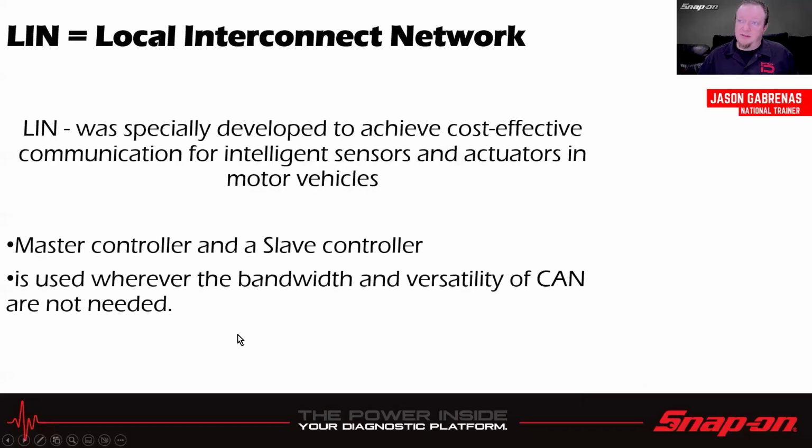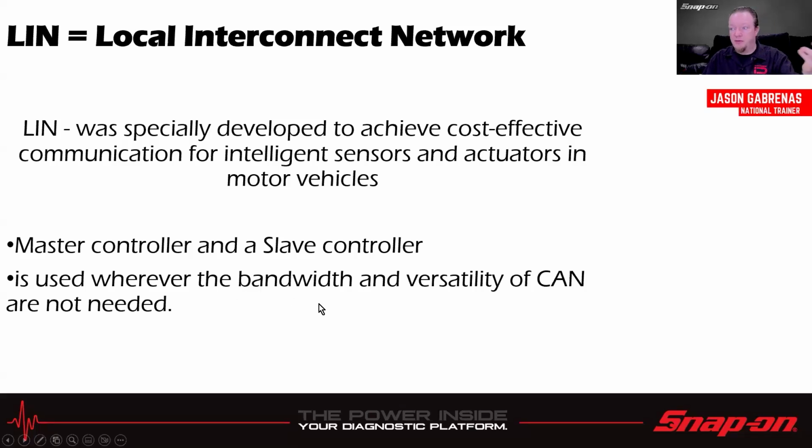And then LIN bus. LIN stands for Local Interconnect Network, by the way. It was specially developed to achieve cost-effective communication for intelligent sensors and actuators in motor vehicles. It's a master and slave type situation. So think of things like saving complexity on the window motor circuit. I press down on the window switch, it's going to send a signal. That's the master. It's going to send the signal down to the window motor, and it's going to tell the window motor to roll down or roll up or express down or express up or whatever it happens to be. So instead of having to go to different control modules and ground relays and stuff like that, it just sends the information over this network, the single-wire network.